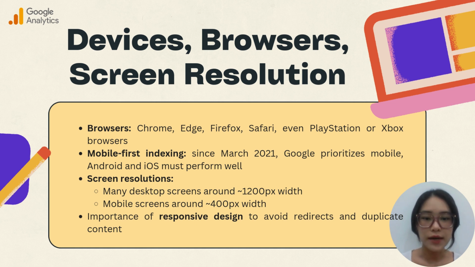Since March 2021, Google has used mobile-first indexing, so Android and iOS performance is very important. We also see that many desktop screens are around 1200 pixels wide, while mobile screens are around 400 pixels wide. This reinforces the importance of responsive design to avoid redirects and duplicate content issues.